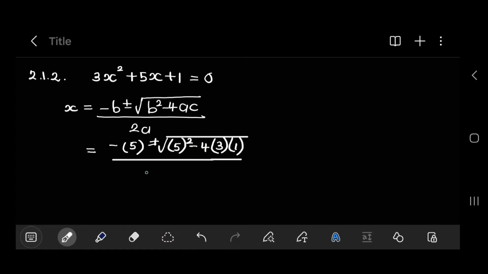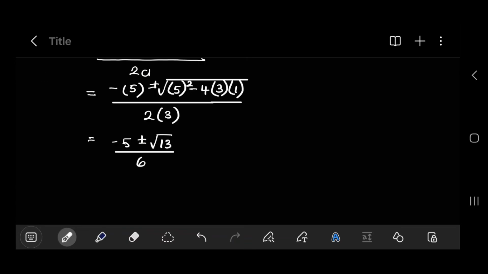And in the denominator, we'll have 2 times 3. Now when we simplify, we get negative 5 plus or minus square root 13 over 6. And when we calculate this, the values that we get are x is equal to negative 0.23 or x is equal to negative 1.43.